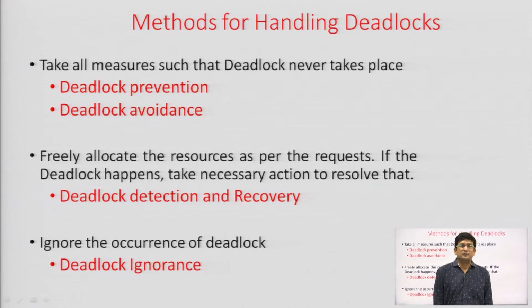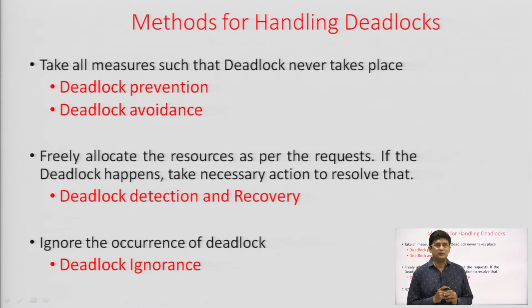This is about letting the resources be allocated to the process freely. Do not apply a check when giving the resources to the process. If the resources are available, just give it to the process, and when the deadlock happens in the system, we will take the corrective measures so that the deadlock can be resolved.